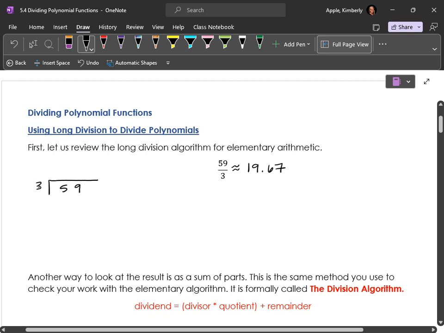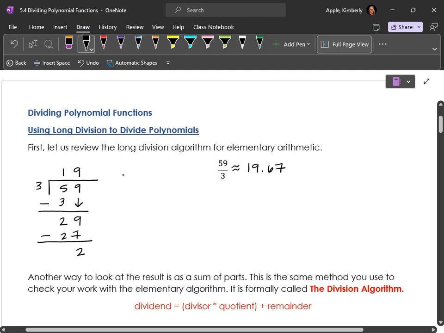And so if we wanted to actually perform this division, we would write it like this. And then I would see how many times 3 would go into 5. That's 1 time. 1 times 3 is 3. And then I would subtract and bring down the 9. So 5 minus 3 is 2. This would be 29. Then I would divide again. So 3 into 29, that would go in 9 times. 9 times 3 is 27. Subtract, and we would be left with 2.